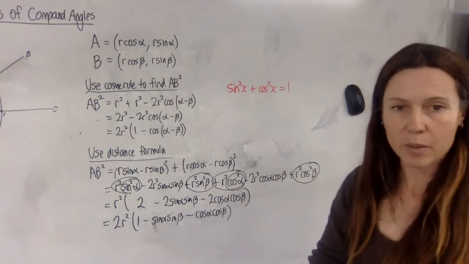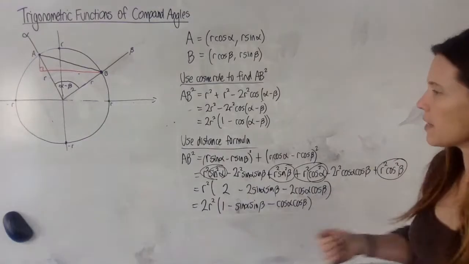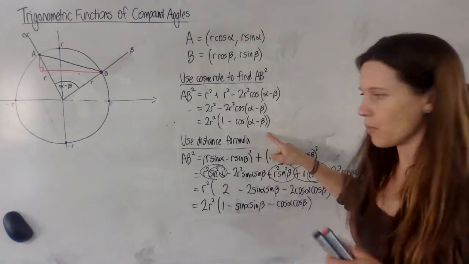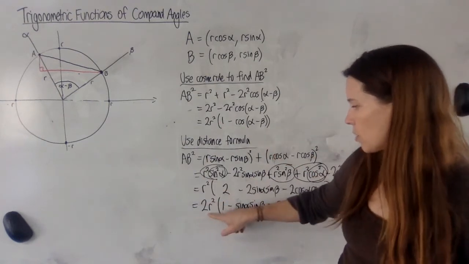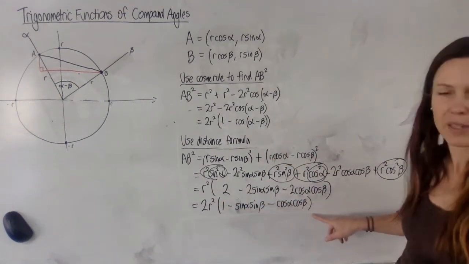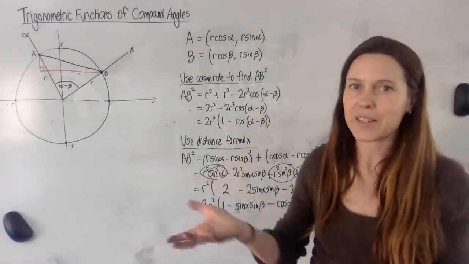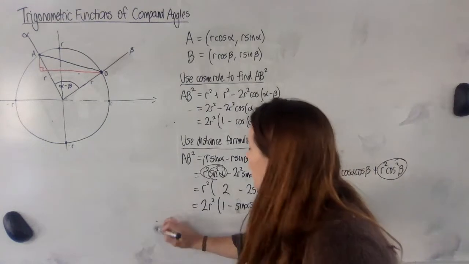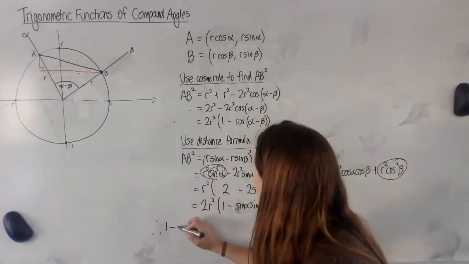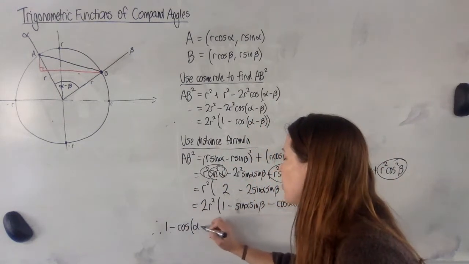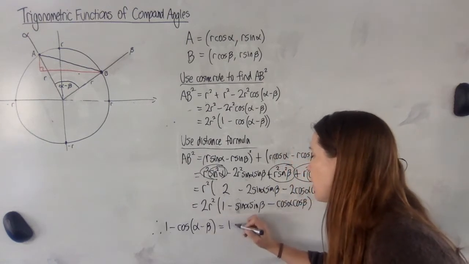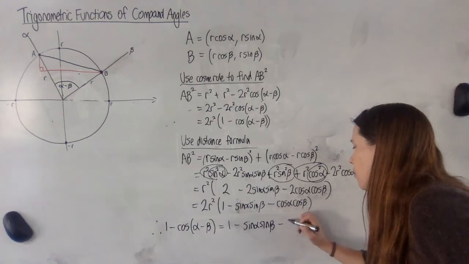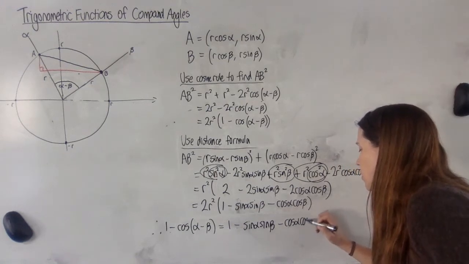All right, can you see what I'm going to do with this now? Well, we can see that AB squared is equal to this. It's 2r squared multiplied by some stuff in brackets, but it's also equal to this 2r squared multiplied by some stuff in brackets. So the brackety stuff, they must equal each other. Okay, so let's write that out. Therefore, we can see that 1 minus cos of alpha minus beta is equal to 1 minus sine alpha sine beta minus cos alpha cos beta.